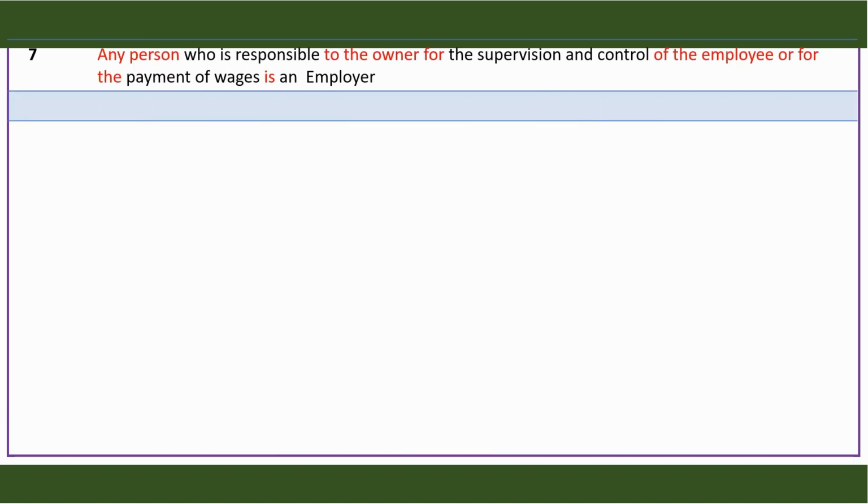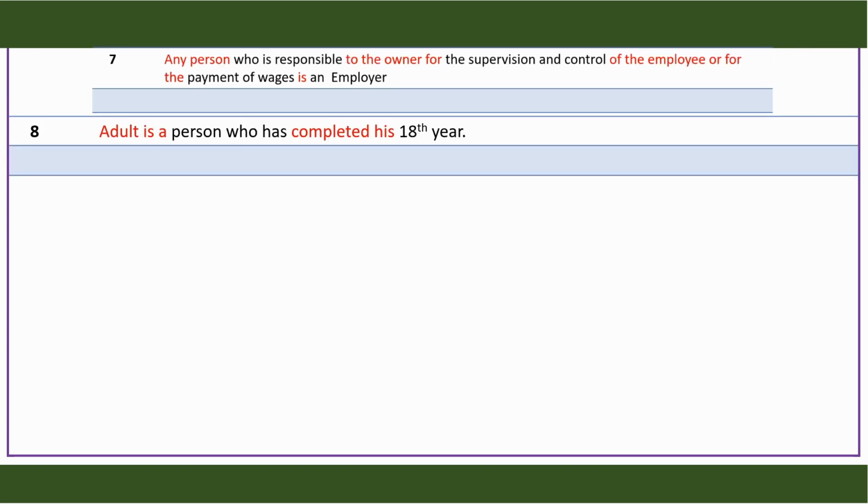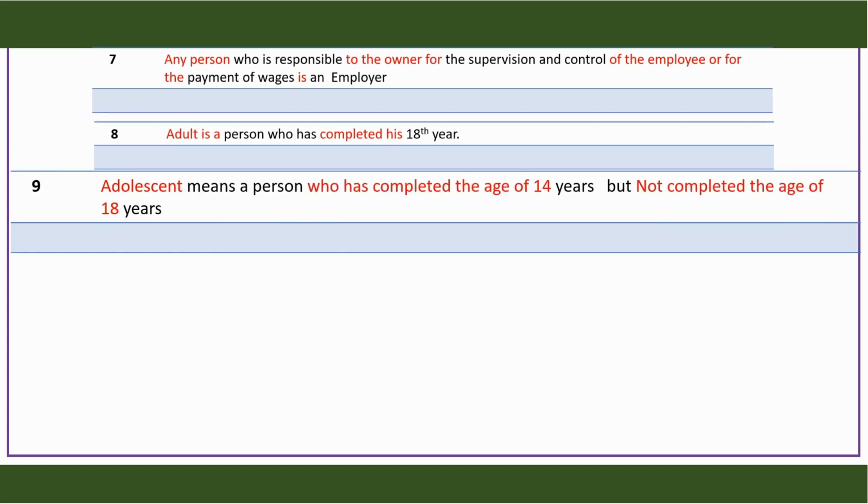The Act defines who is an employer. Employer is any person who is responsible to the owner for the control of the employees. And it is mainly talking of fixing of responsibility for payment of minimum wages with the employer or occupier or any person who is the owner of the enterprise. It talks of an adult who has completed 18 years of age, and an adolescent, a person who is above 14 but below 18.